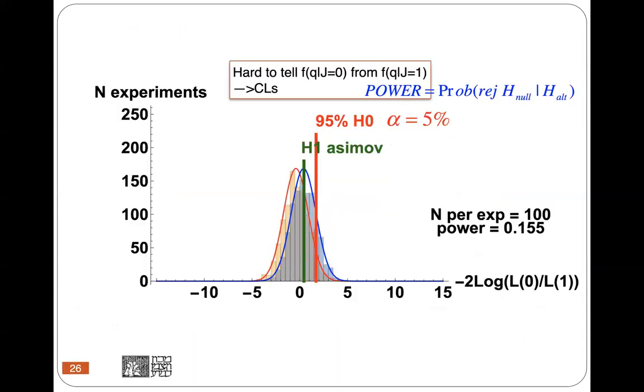Let me show you. This is a case where either the signal is very low or the luminosity is very low. When that happens, you see that the two distributions sit one on top of the other. So the p-value of the null hypothesis, the red, is, say, 5% in this case. But the complement, the power, is the blue area to the left of the red arrow. I cannot plot it here, but you look at the area of the blue to the left of the observation of the red arrow. This will be something like 90%.